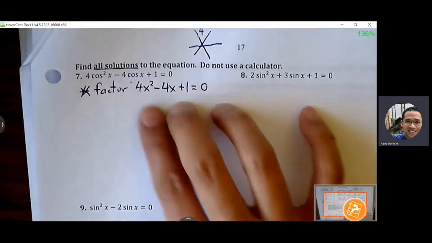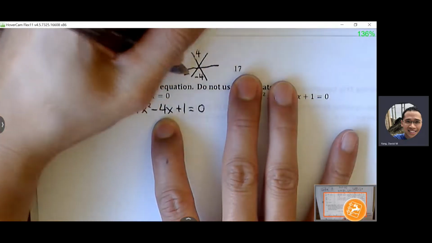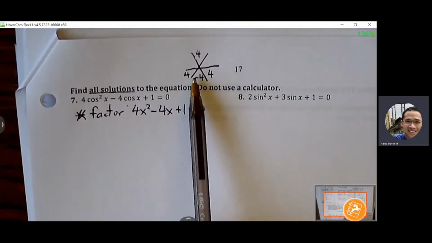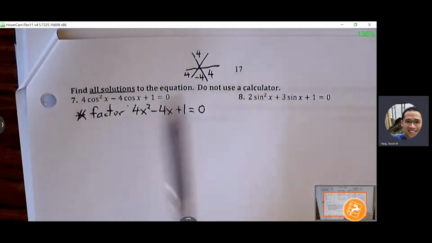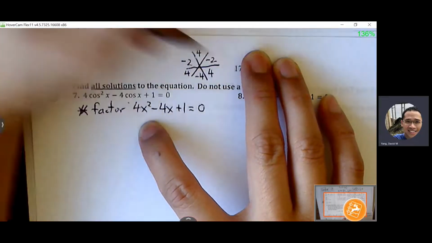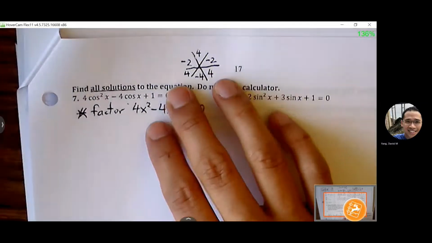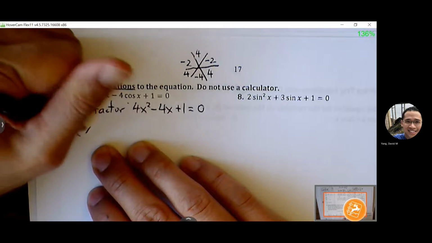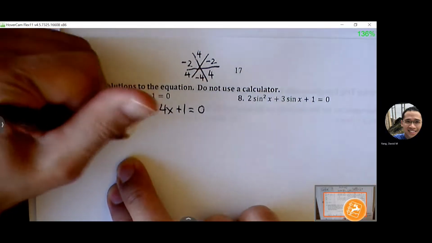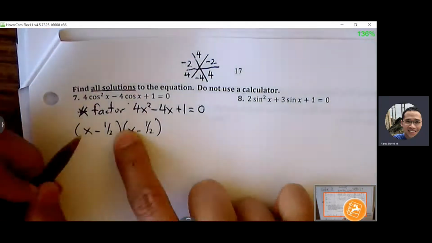Okay, multiplies to be a times c, adds to be -4. So if you think about 2 values that multiply to be 4 and add to be -4, we'll think of -2 and -2. Right? Reduce the fractions. This becomes -1/2. Pull the denominators out in front.